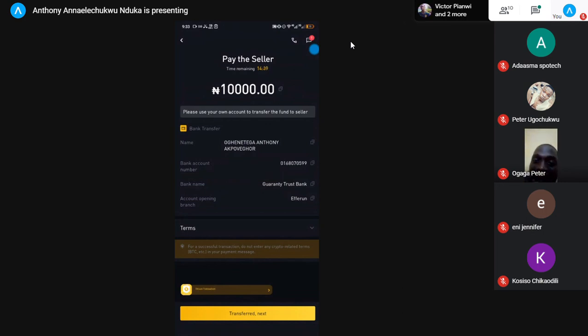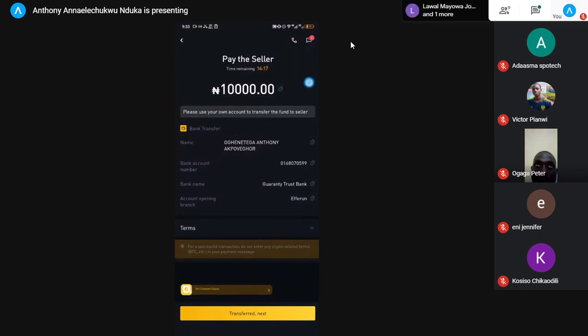Now I do not need to worry because this is Binance escrow. The moment I send the money, and in any way he runs away with the money, Binance is going to refund me. So that's one wonderful thing with escrow. Escrow means somebody like a middleman trying to help you run your transactions, so you will not be afraid of being scammed on Binance.